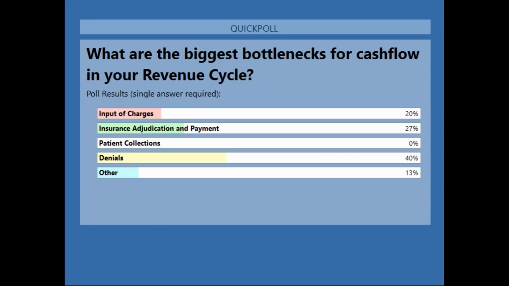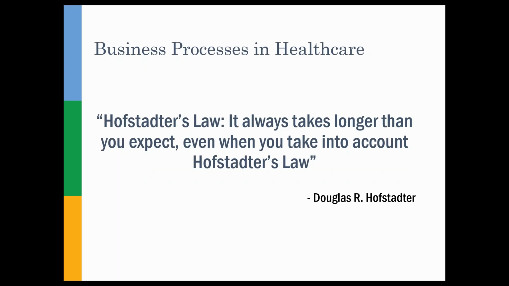This actually doesn't surprise me. Denials is a pretty significant bottleneck that exists out there, and it's certainly something that we're going to talk a little bit about today as well. But interesting to see the insurance adjudication. Usually we're finding those are starting to get a little bit more quick. However, there are more denials coming in as well. So this is good. Let's talk a little bit about improving the revenue cycle that way.